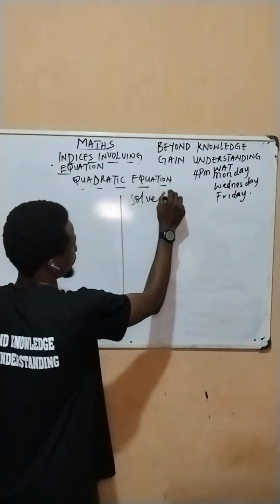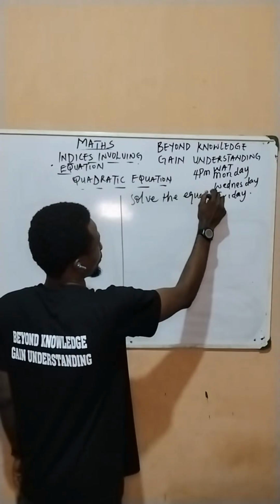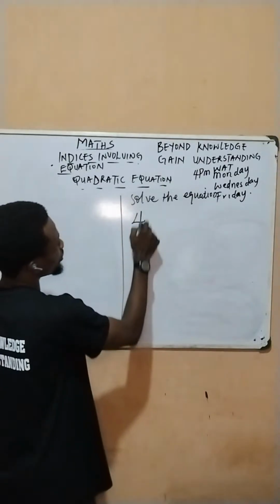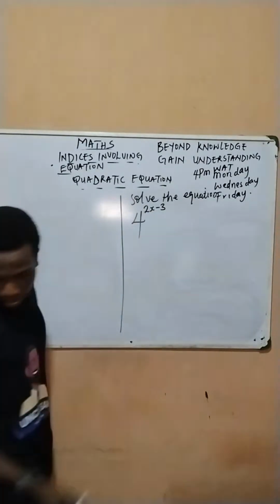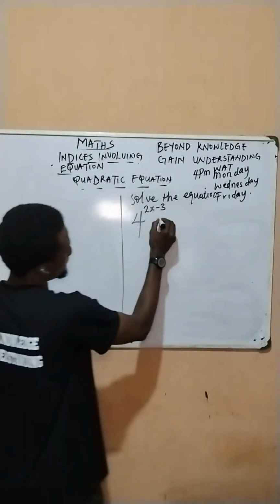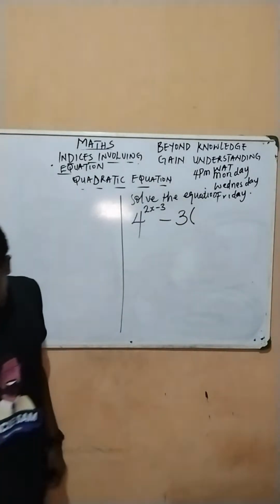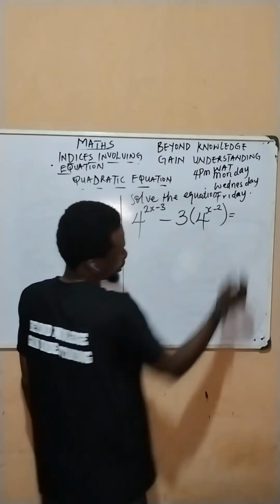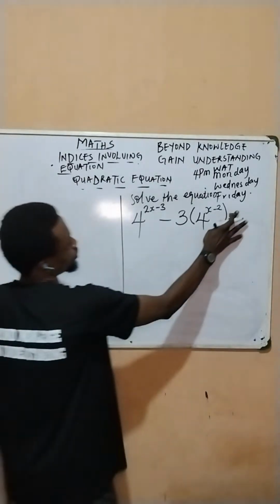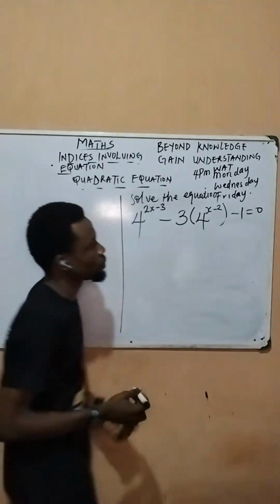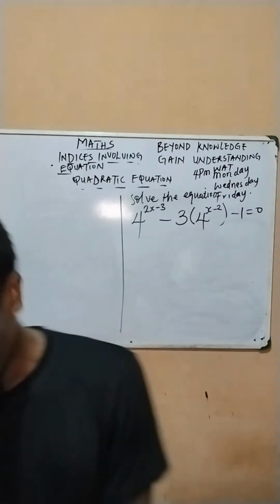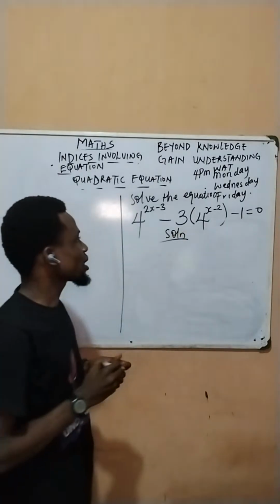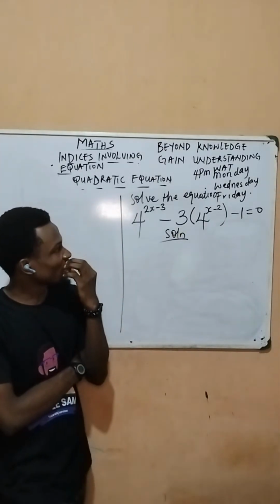Solve the equation. Solve the equation. What is the equation? 4 raised to the power of 2x minus 3 minus 3 open bracket 4 raised to the power of x minus 2, close bracket, minus 1 equals 0. Well, this is what we have here. And to get started, solution. To get started, what can we do here?